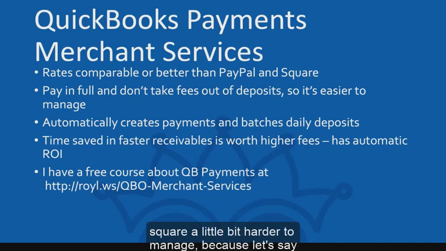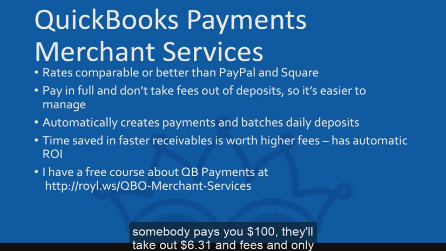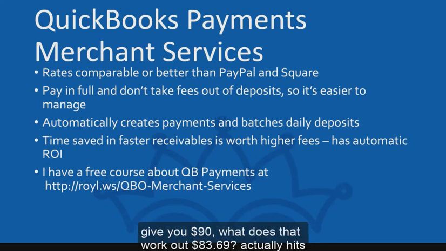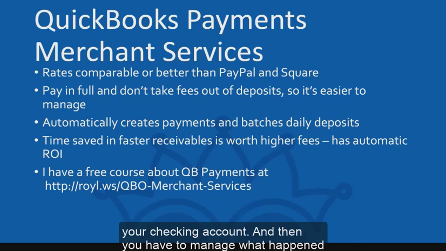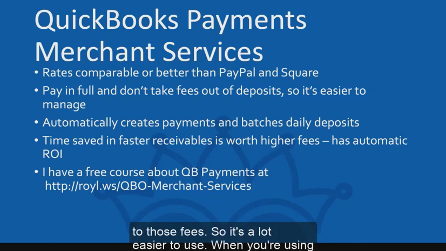Whereas PayPal and Square are a little bit harder to manage because let's say somebody pays you $100, they'll take out $6.83 in fees and only give you $93.17. What does that work out to? $93.17 actually hits your checking account, and then you have to manage what happened to those fees. So it's a lot easier to use.